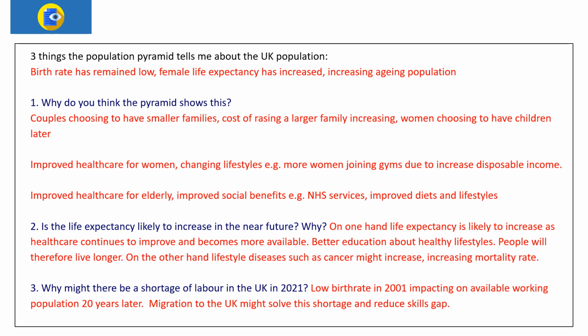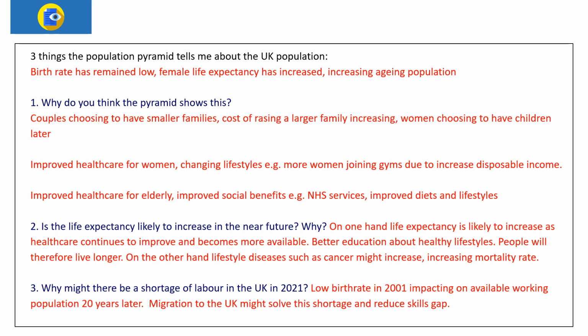Female life expectancy has increased. This might be because of improved healthcare for women, changing lifestyles, e.g. more women joining gyms due to increased disposable income. The graph also shows that there is an increase in the number of elderly people. This may be because of improved healthcare for the elderly, improved social benefits, e.g. NHS services, improved diets and lifestyles.